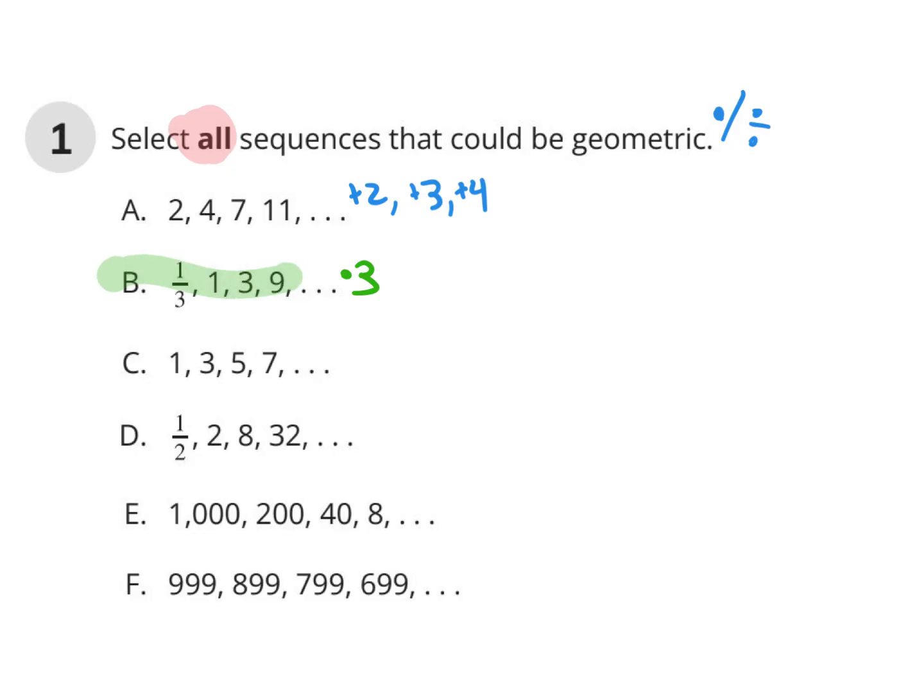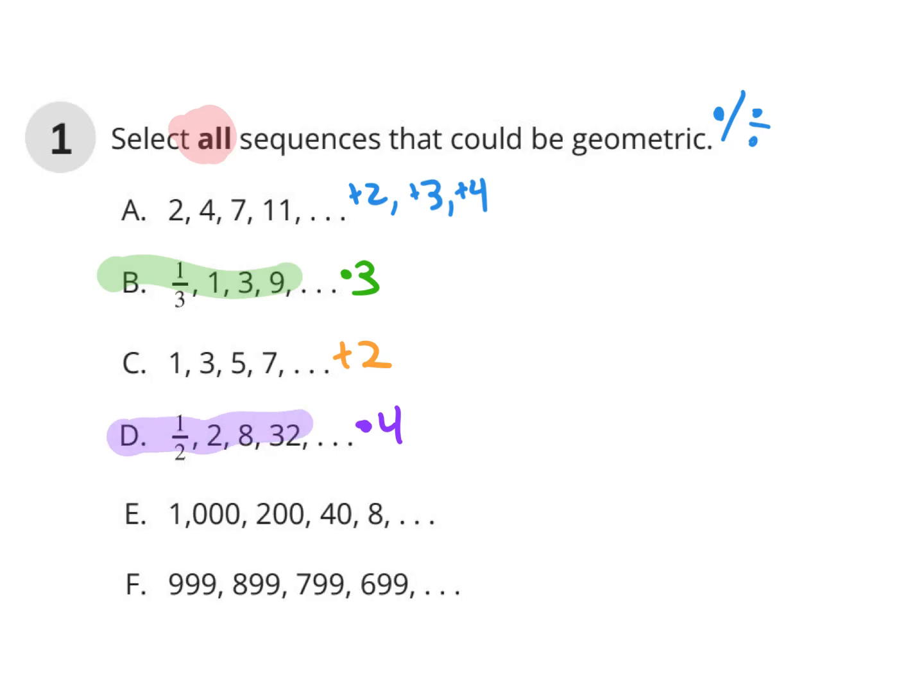So B is an answer. For the next one, 1 plus 2 plus 2 plus 2. This is plus 2. That's an arithmetic sequence. Okay, how do we get from 1/2 to 2? Not worried about it. 2 times 4 is 8. 8 times 4 is 32. So this is times 4. So D is definitely one that works.